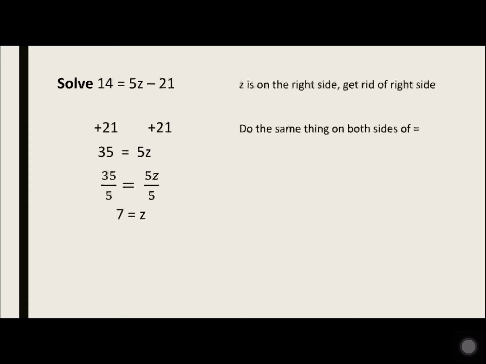Solve. 14 equals 5z minus 21. 5z minus 21, we want to add 21 on both sides. z is on the right, so that's what we need to get by itself. That's why we add 21. On the left, 14 plus 21 is 35. On the right, minus 21 plus 21 cancels. 35 equals 5z. Divide by 5 on both sides to cancel. 35 divided by 5 equals 7.